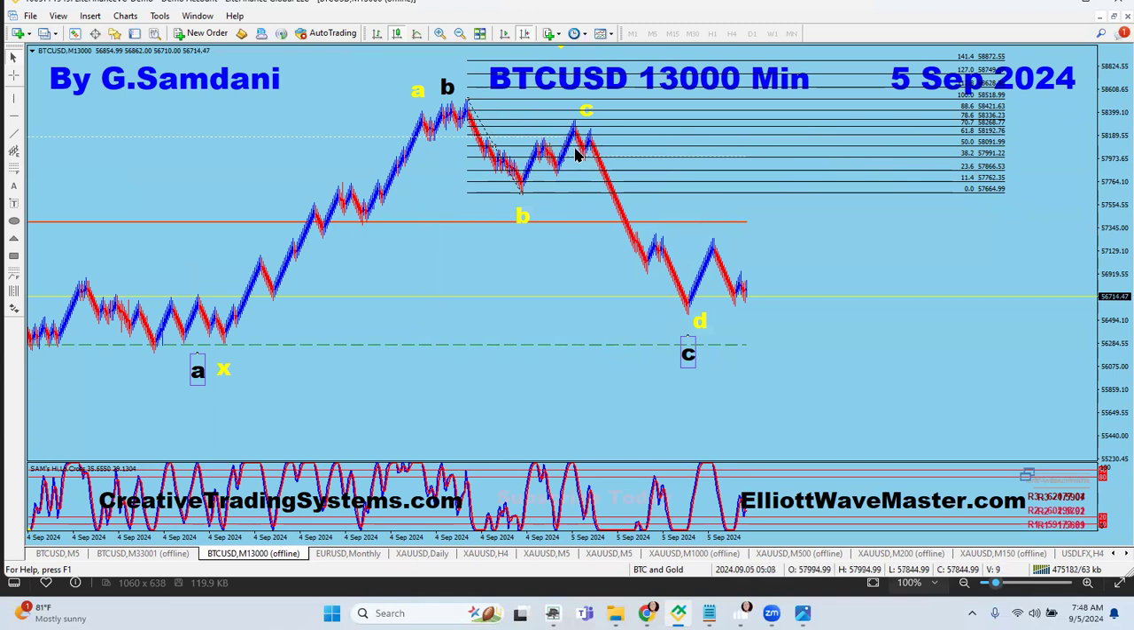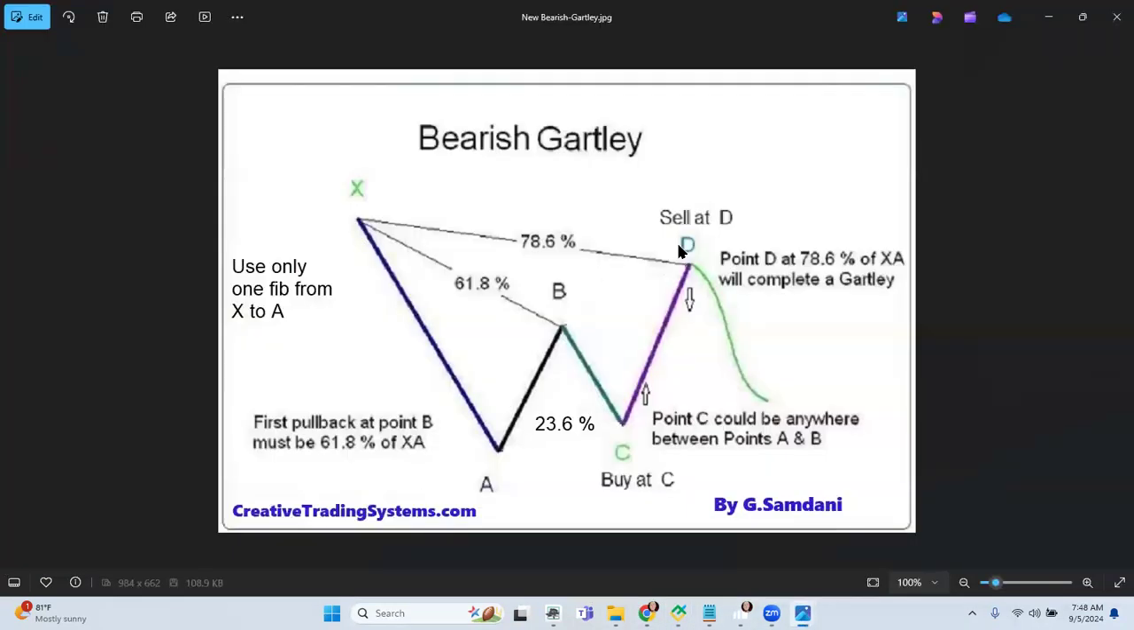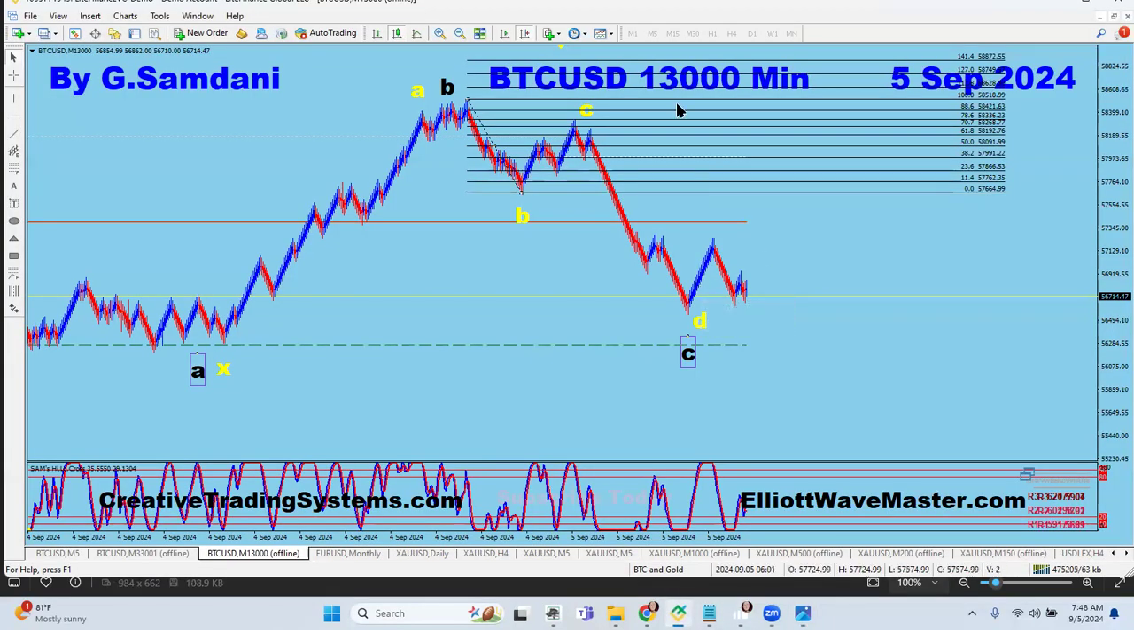So a bearish Gartley is supposed to drop like this. You see that? After this, it should be dropping. So it dropped all the way to here and then created what? A bad pattern.